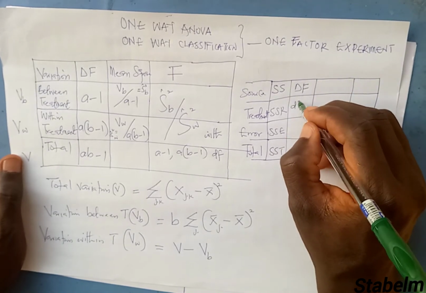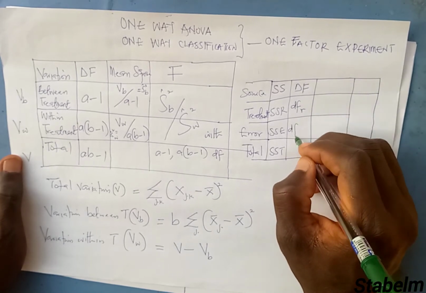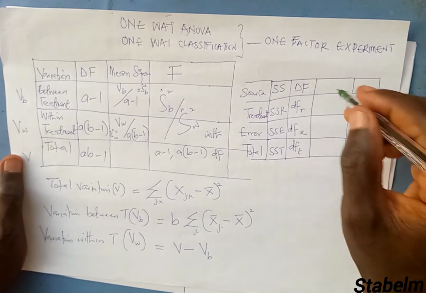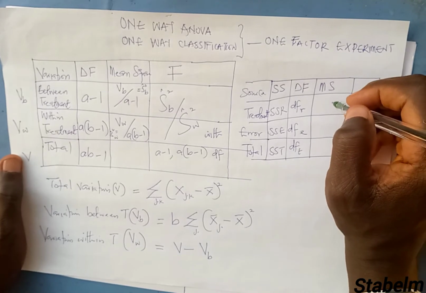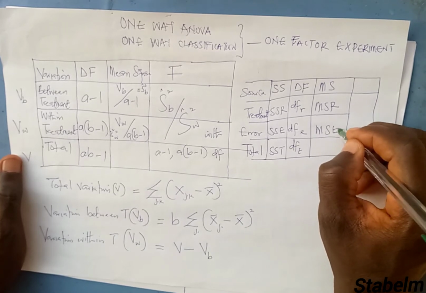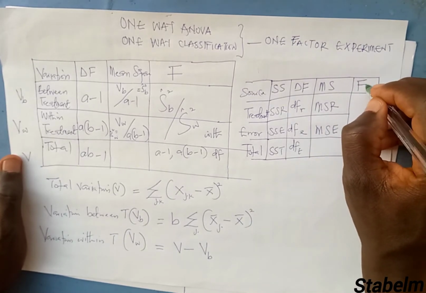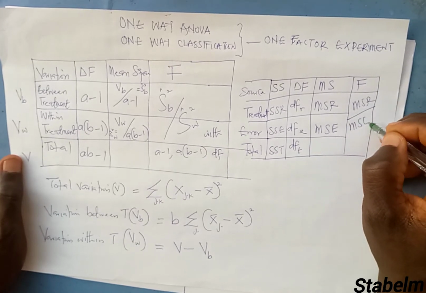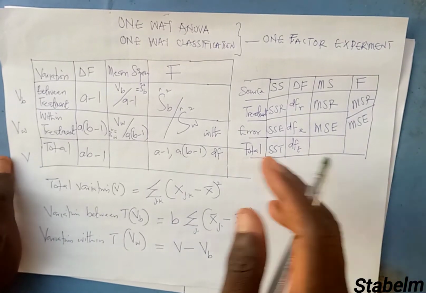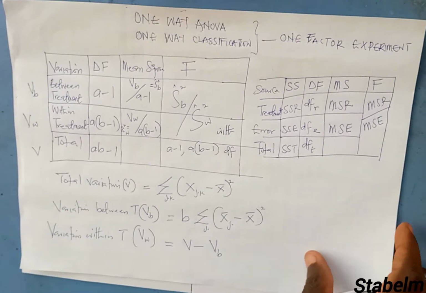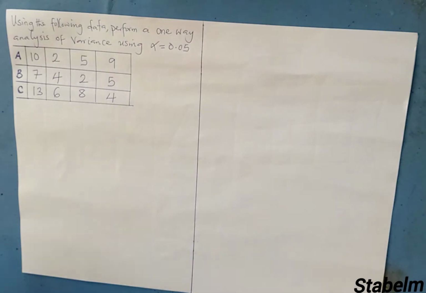Then we have the degree of freedom. So we have the degree of freedom for regression, degree of freedom for error, then the degree of freedom for total, and finally we talk about mean square. Here we have mean square regression, and here we have mean square error. And for us to get the F statistic, we say MSR, mean square regression, divided by MSE, mean square error. We're still doing the same thing here. Now we're going to use our example to do what we are trying to get from this point.